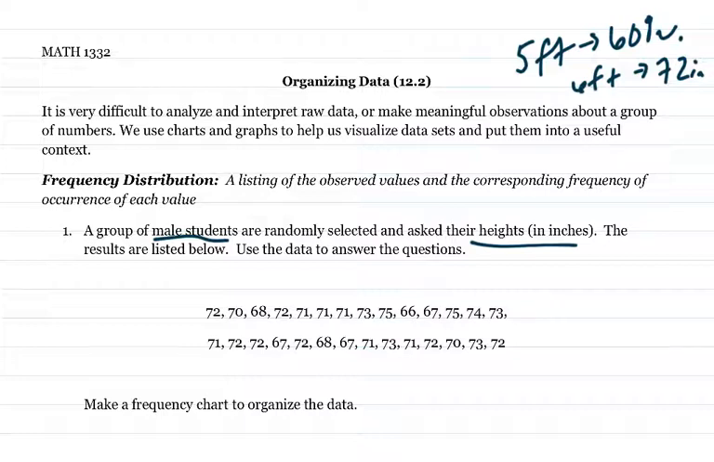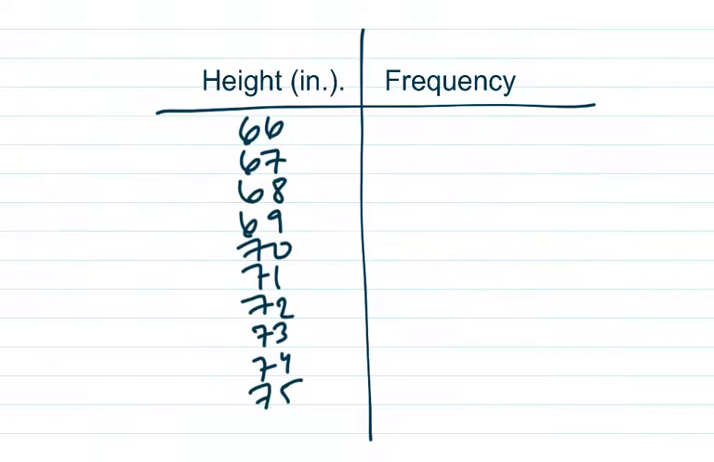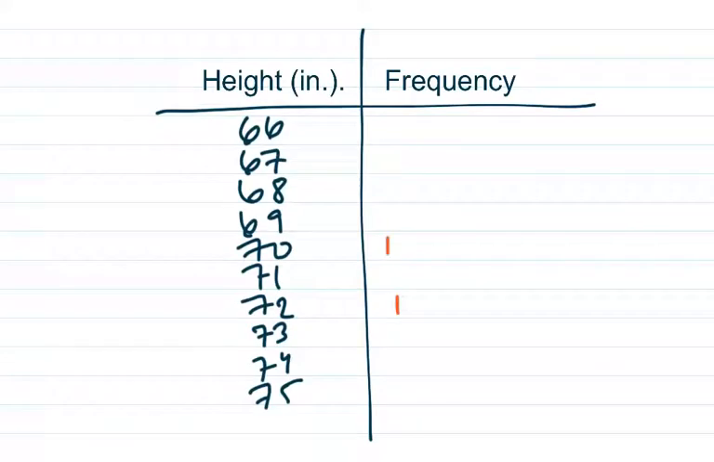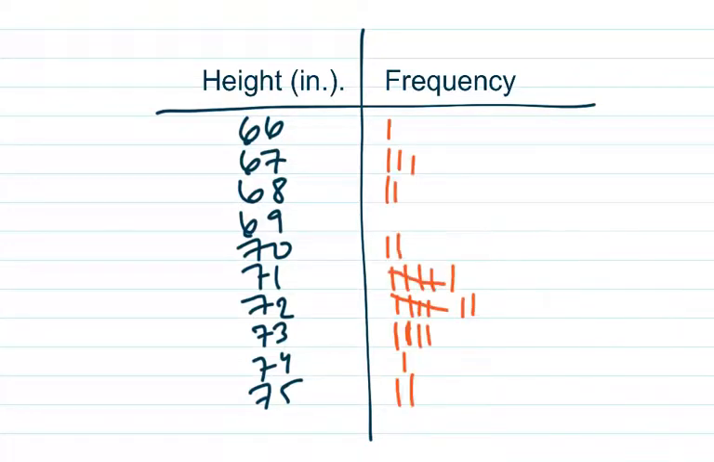So the way we do this is we're first going to look at our first value, which is 72. We're going to come to our chart, and at 72 we're going to mark a tally. Then we have 70 as our next value. Come to our chart and tally a 70. I'm going to keep doing that. You do that on your own and then compare your answer. So go ahead and pause for a moment, fill out your chart, and then compare with mine.